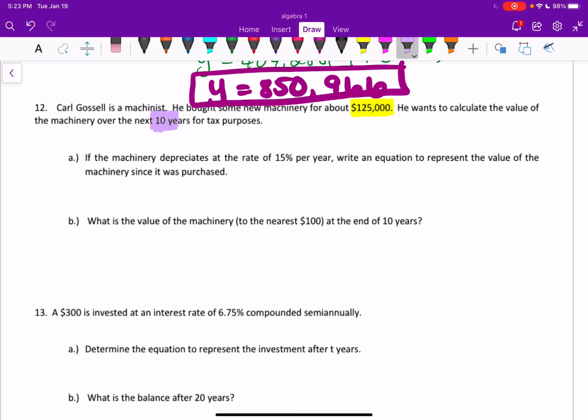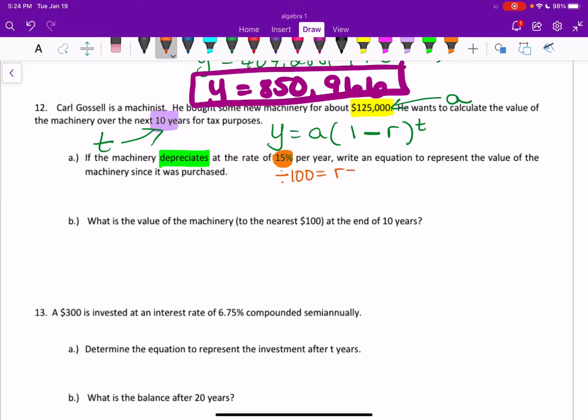So part A, if the machinery depreciates, there's my key word. That means this is a decay problem. So let me write down the decay equation. Y equals A, 1 minus R raised to the t power. 125,000 is our A. 10 years is going to be our time, probably. It doesn't say a rate until we get to part A, where it says 15% per year. So that needs to be divided by 100. So our rate is going to be 0.15.